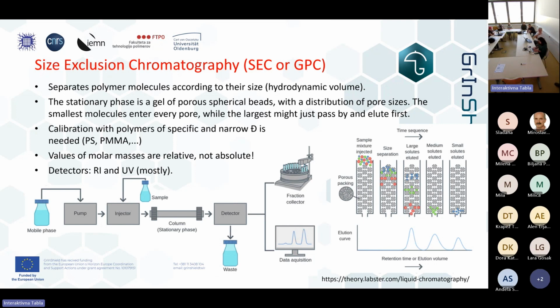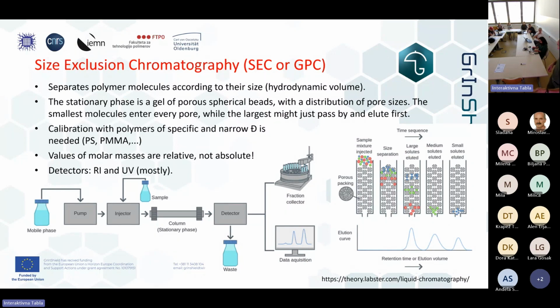There is a mobile phase, so solvent is flowing all the time through this column, and then we inject a sample. Since these beads are porous, the smaller molecules just enter the pores, and the bigger molecules cannot enter the pores, so they just float through. Here we see that the red molecules are big, and they went through and elute first. Then somewhat smaller molecules elute second, and for the smallest, it takes the longest time to elute.